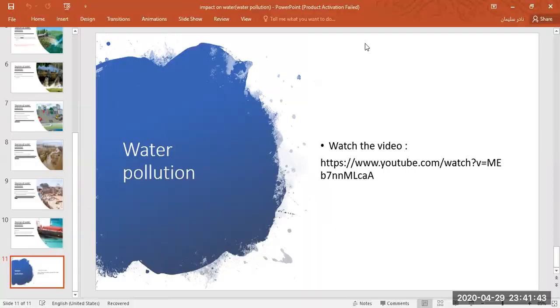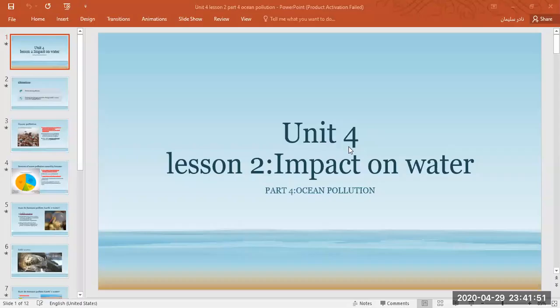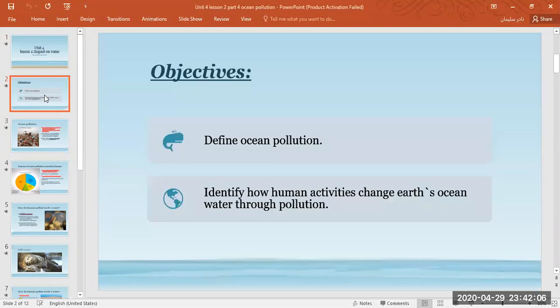Still, we have the last part of the lesson, which is about ocean pollution. Okay, this part is so similar to the previous part. It speaks also about pollution at the ocean. In this part, we already learned the definition of ocean pollution, and we learned about human activities. How do they change the Earth's ocean water through pollution? Okay, let's see together.